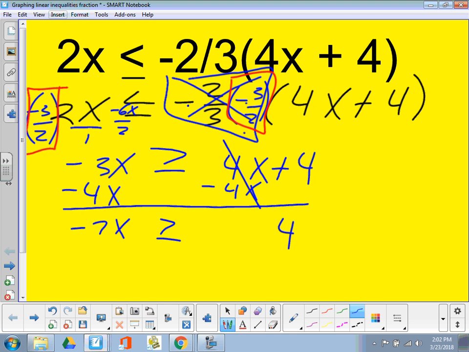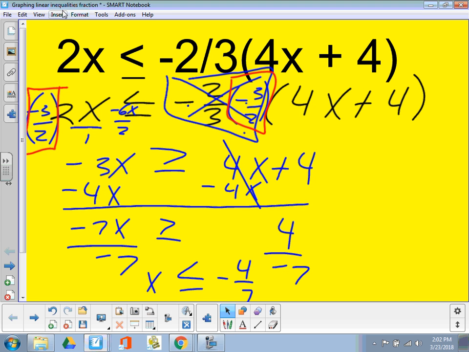Well, to get rid of a negative 7 times x, I do the opposite, which is divide by negative 7, divide by negative 7. And I get x on the right-hand side, negative 4/7. Now, as we take a look at this, we divided by a negative 7. So once again, that inequality flips, and we get x is less than or equal to negative 4/7. Now, there's probably a couple people out there who may have forgotten to flip the sign in that step, and you also forgot to flip the sign in that step.